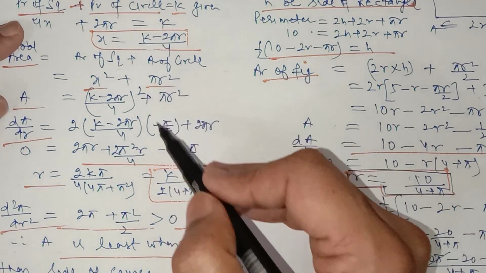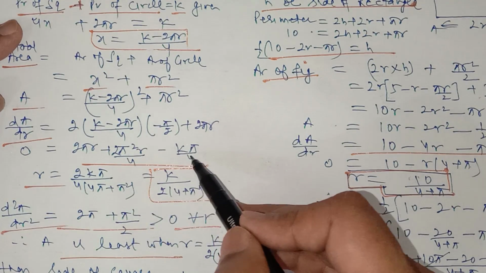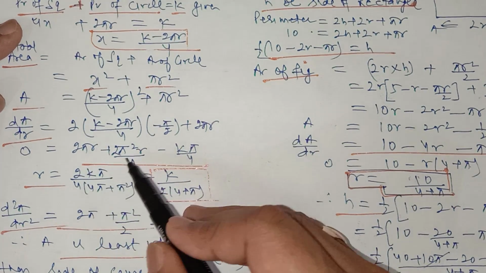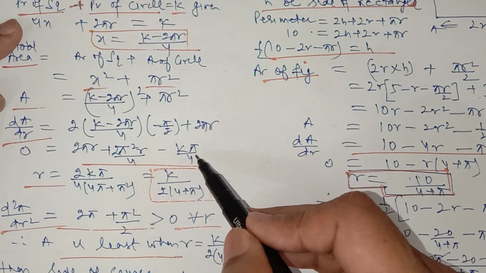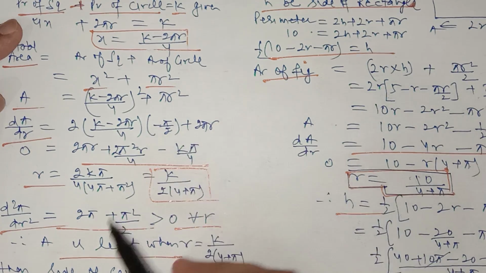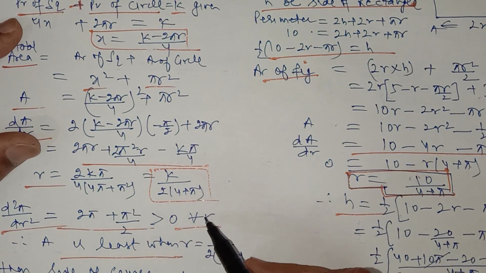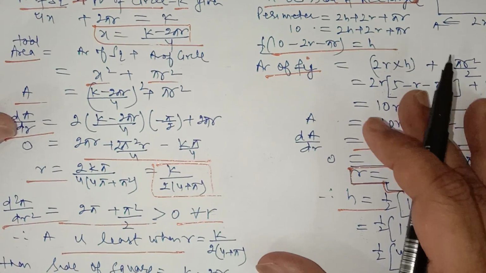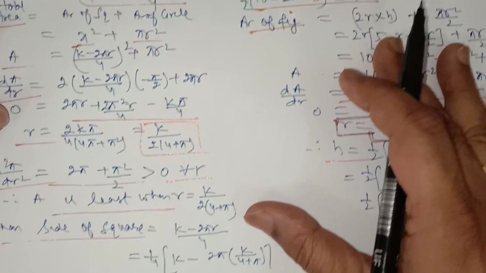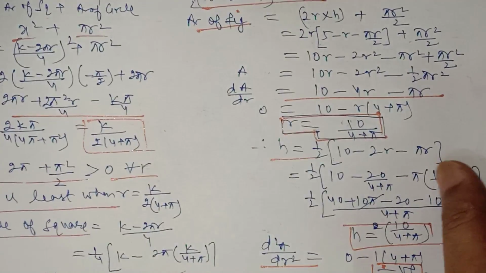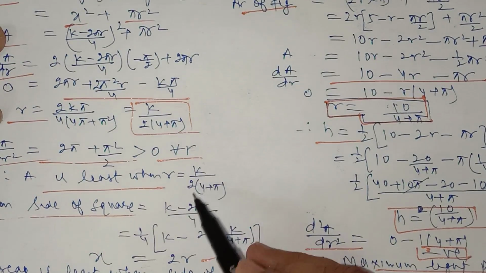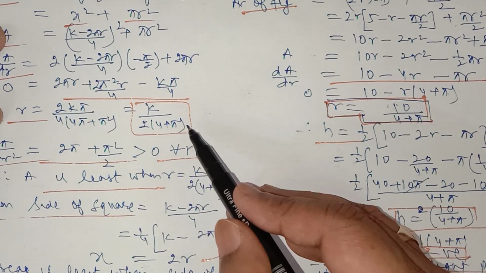Now find its second derivative. The second derivative you can find for this. Now this is 2 pi and this is 2 pi square upon 4, minus 0, because this is the constant term. So it will be greater than 0 for all values of r. So the area is least when r is equal to k upon 2(4 plus pi). We have already found it out.